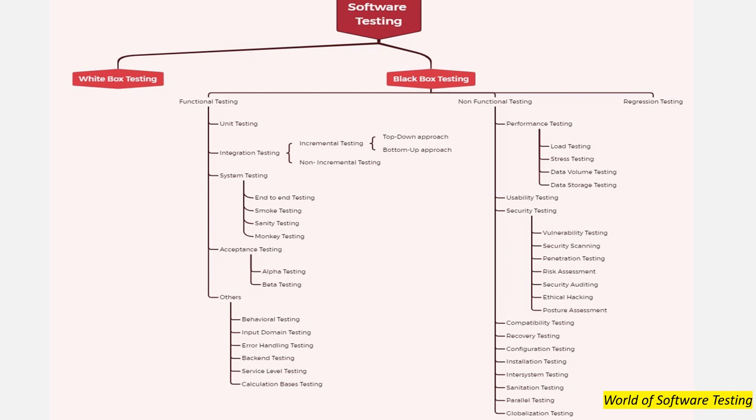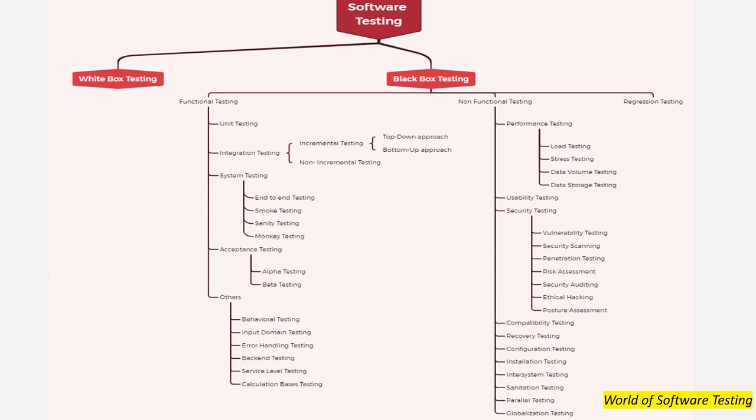Not only these four tests, there are different testings that apply to the system testing, because in system testing we are completely testing the system as a whole. The next is the acceptance testing. The acceptance testing is again categorized into two testing, that is alpha testing and beta testing.